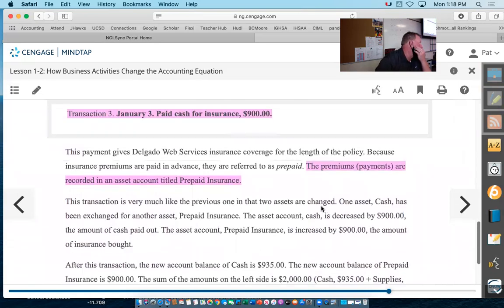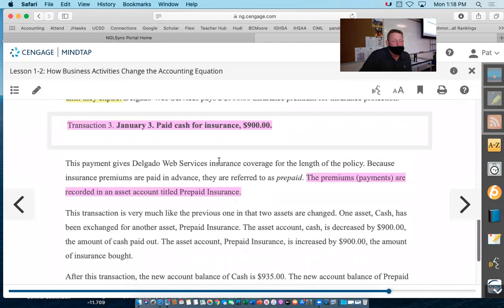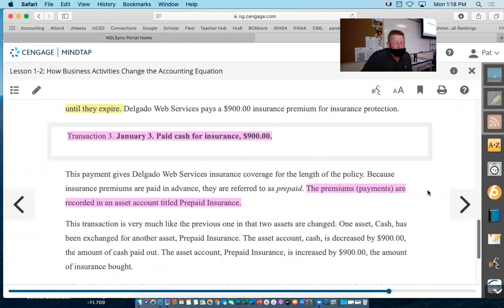Premiums are recorded ahead of time. You pay 6 months worth of insurance. It's an asset, something of value. You ask anybody, that's why a lot of people won't retire, because they don't want to pay for insurance. Insurance would be 10,000 bucks or whatever. All right, so those are 3 transactions.